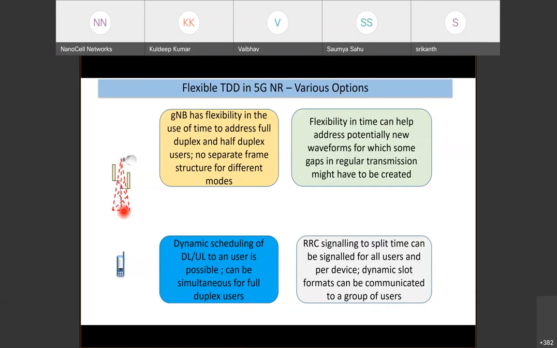Usually we don't expect in a macro cell mobile scenario to have a lot of flexibility. The real flexibility at the granularity of a slot level is primarily going to come in some kind of a small cell scenario with few users where traffic can be very biased towards either downlink or uplink. Of course, we might see some low latency special cases as well where things could happen very dynamically.